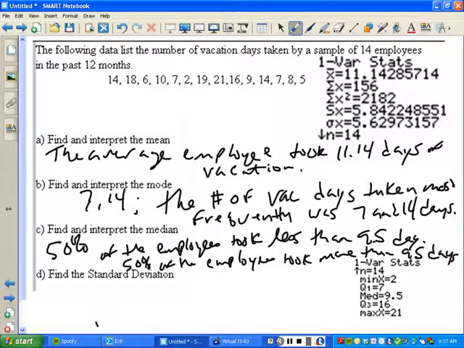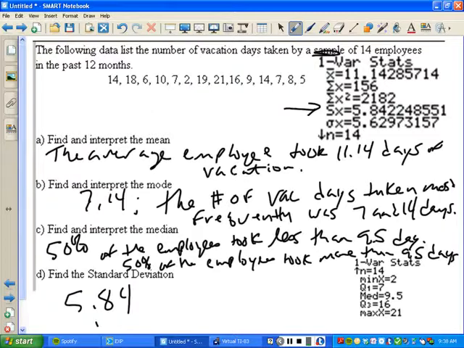Okay. Find the standard deviation. Always remember that when we talk about standard deviation, we're talking about S, right? We're not talking about sigma. This is a sample. So we're talking about S, not sigma. So the standard deviation in this case is 5.84. Okay. Any questions on that? That one didn't ask you to interpret.